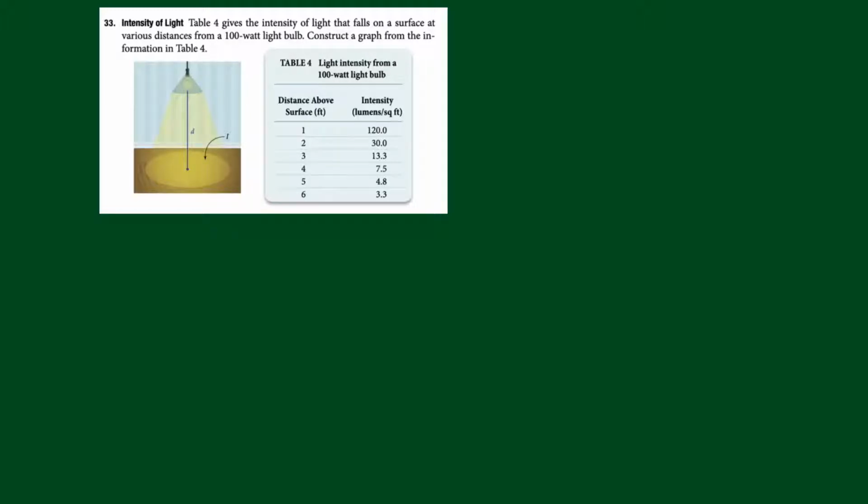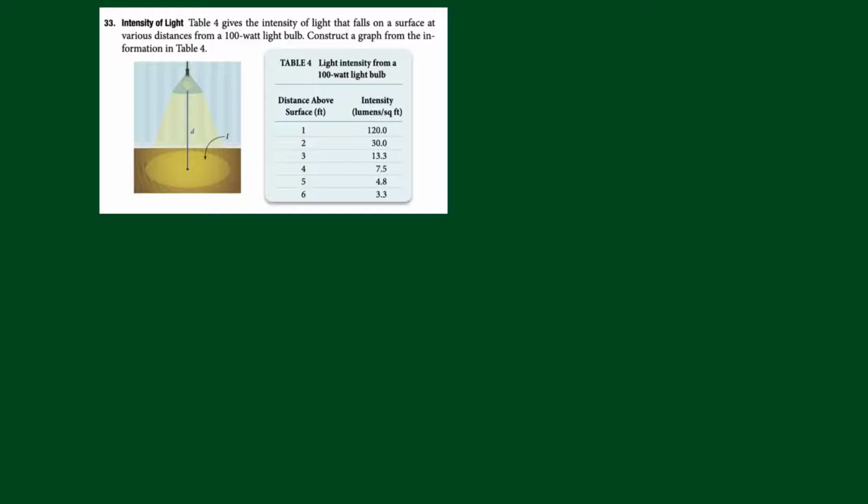So you can see if we take this light bulb and put it 1 foot above the surface, what's the intensity? 120 lumens. Now, if you raise it from 1 foot to 2 feet, what happens to the intensity? Well, the intensity goes way down, right about a fourth of that, 30. And then if you go from 2 feet to 3 feet above the surface, now we're down at 13.3. So you can see that as the distance from the surface increases, as you raise the light upward, the intensity decreases. And we are asked to construct a graph.